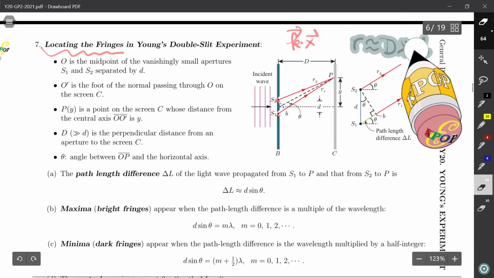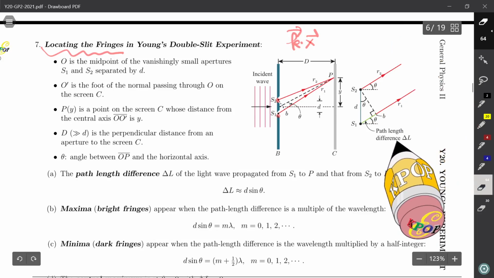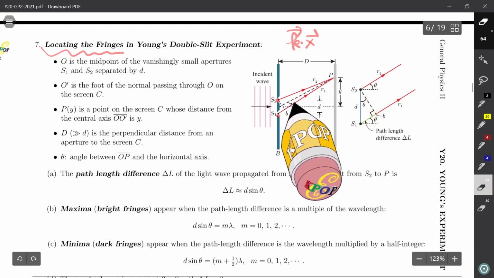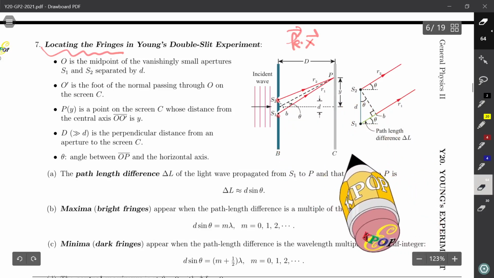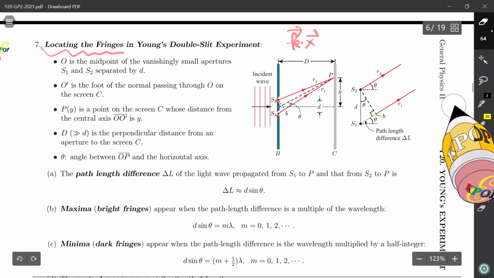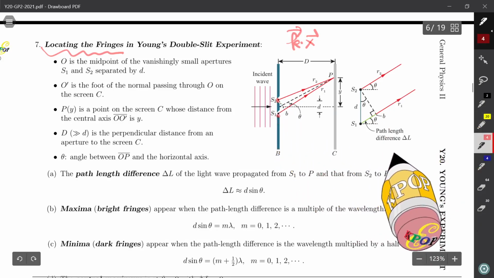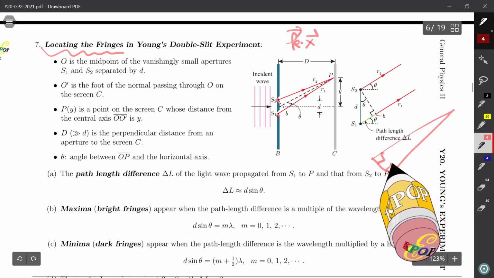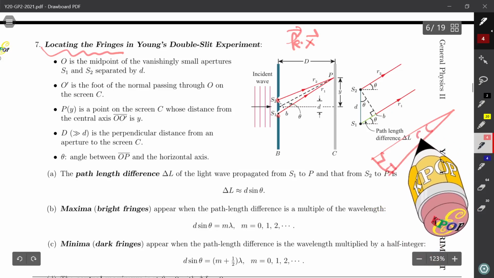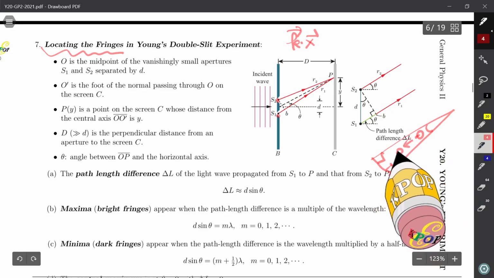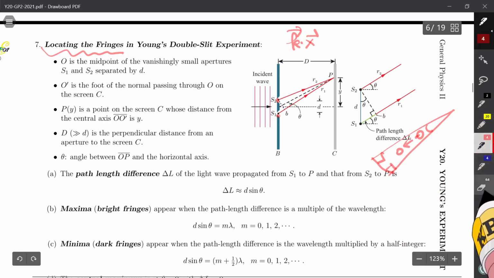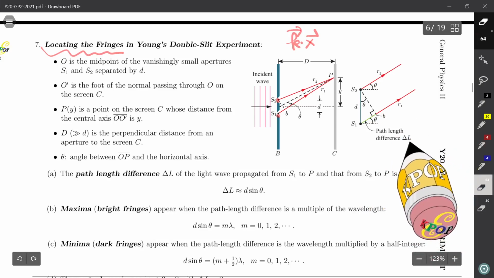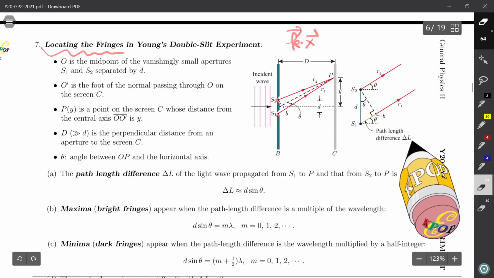So let us consider the path difference of the two waves. Because they are almost parallel, this triangle can be interpreted as this one. Both of them are almost right angles. Theta approaches 0. Okay? However, theta is not exactly 0. It is tiny.